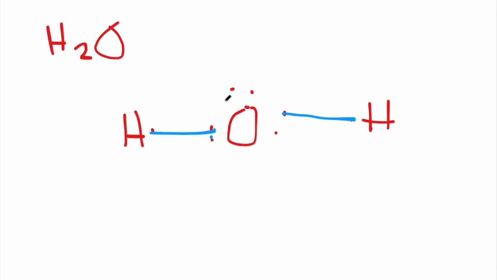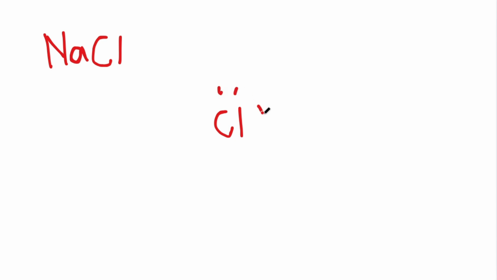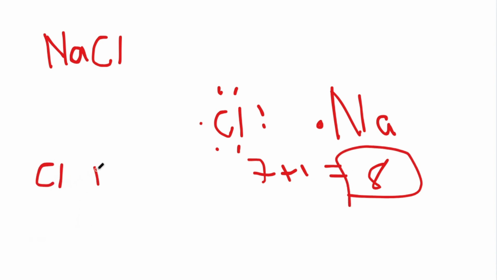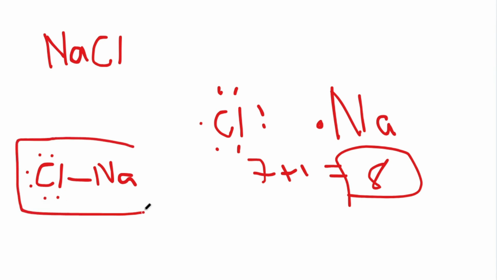So we have 1, 2 here, which has 1, 2, 3, 4, 5, 6, 7 valence electrons, and we have sodium, which has only 1. So obviously 7 plus 1 equals 8, which follows the octet rule, which would look something like 2, 4, 6, 8, which is table salt. Very salty.